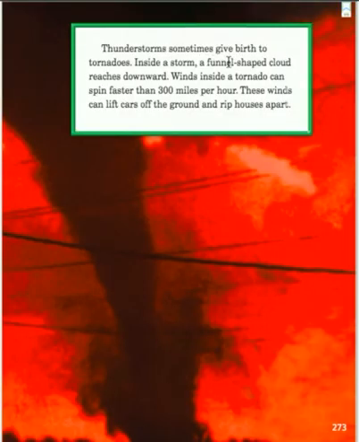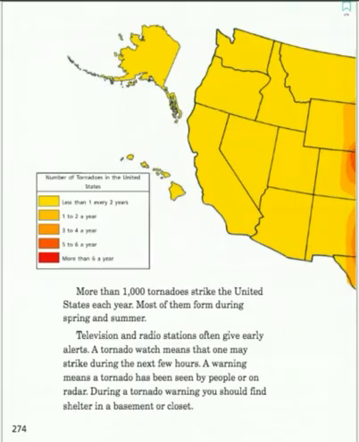Thunderstorms sometimes give birth to tornadoes. Inside a storm, a funnel-shaped cloud reaches downward. Winds inside a tornado can spin faster than 300 miles per hour. These winds can lift cars off the ground and rip houses apart. More than 1,000 tornadoes strike the United States each year. Most of them form during spring and summer.